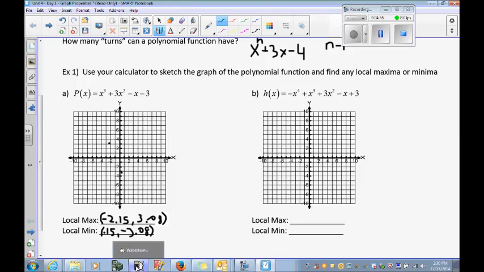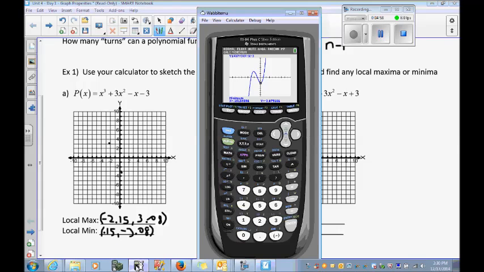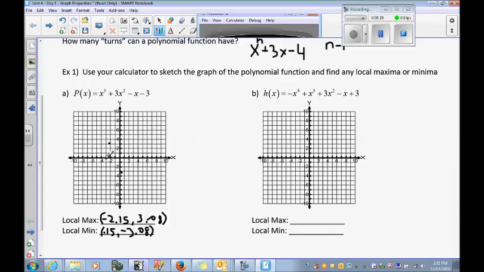Now, it says to also sketch the polynomial function. What I'm also going to do is find the zeros here, plot the zeros on my graph and then sketch it. And we have 1, 2, 3 zeros. So we'll find my first zero. Second, trace, option 2, 0. Scroll over. My left bound, enter. My right bound, enter. Guess. -3. So if I go to -3, that's one of my zeros.